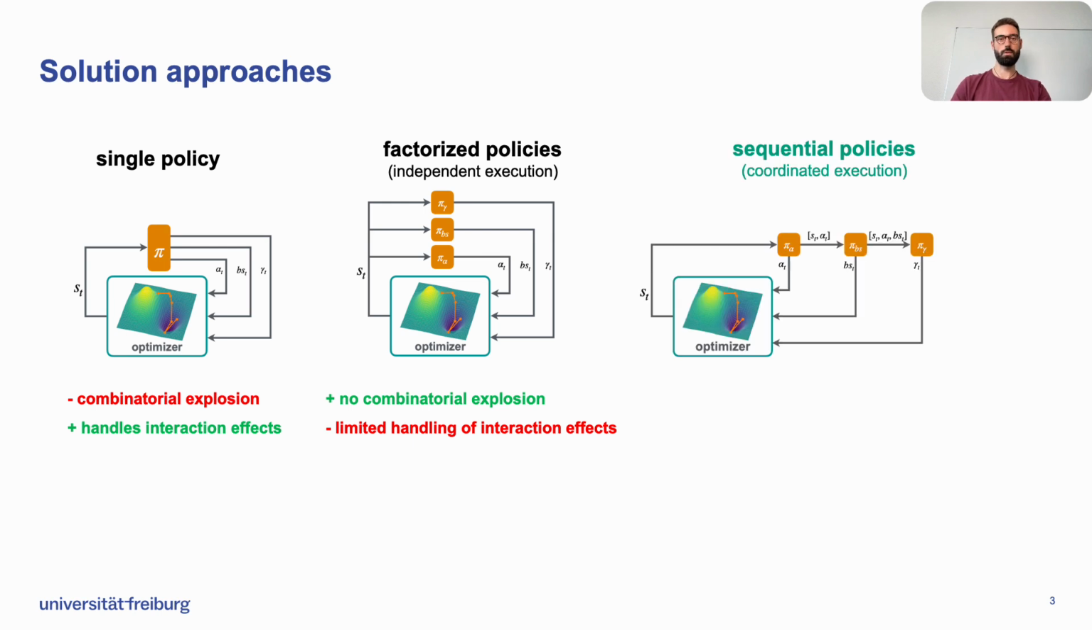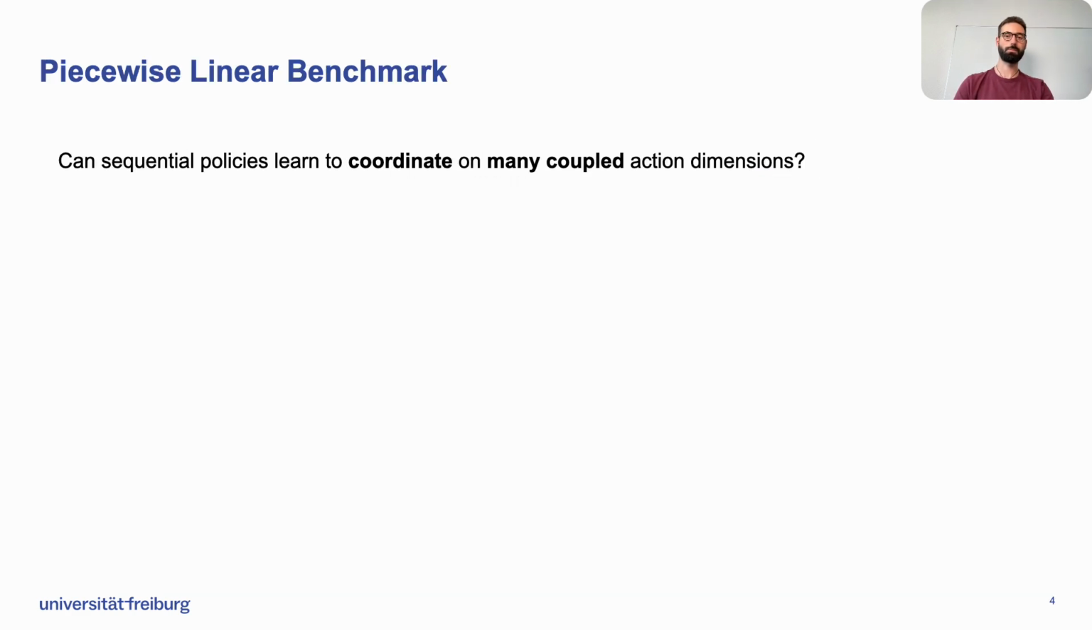We propose to employ sequential policies. In this approach, we still learn a policy per action dimension or hyperparameter, but we select the hyperparameters in a sequential process, starting with the most important one. Subsequent action choices are then made based on already set hyperparameters. By learning a policy per action dimension, we still avoid combinatorial explosion. And by conditioning on the already set hyperparameters, we can learn about interaction effects between them.